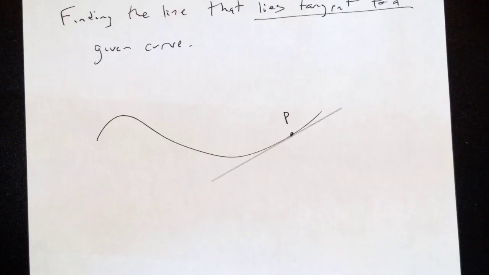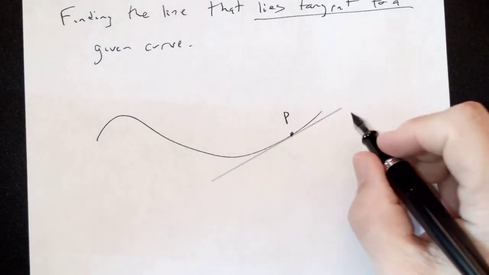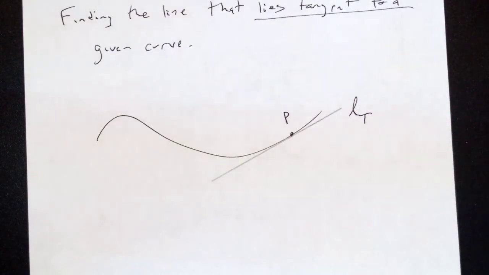So if this is my tangent line, I will call it LT for tangent. I want to figure out how to get that line's equation if I know the equation of the curve. So let's change this problem and give some equations to go around here.